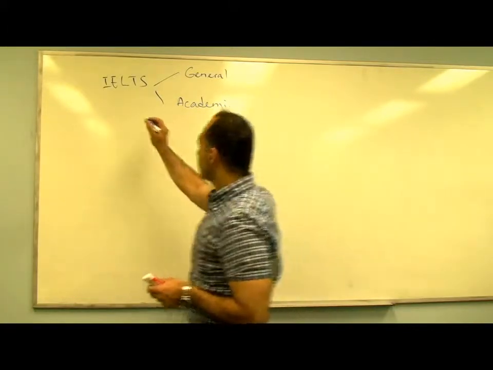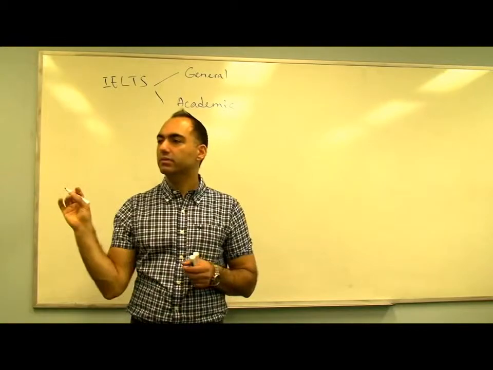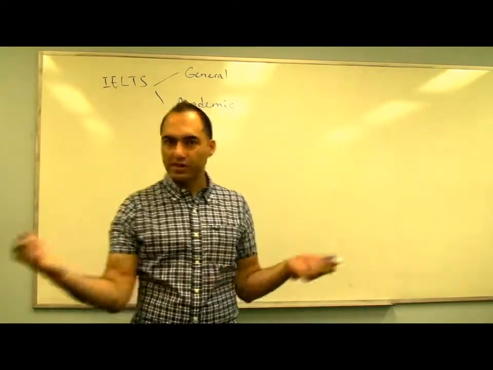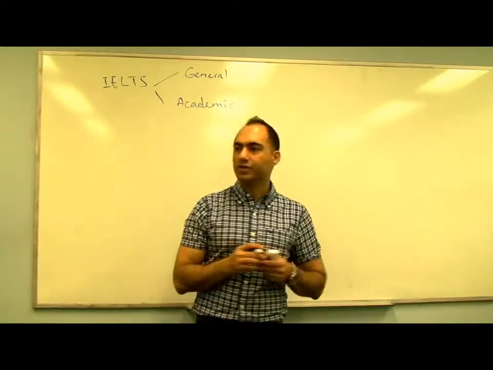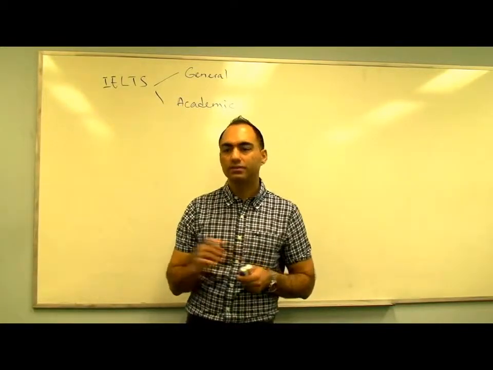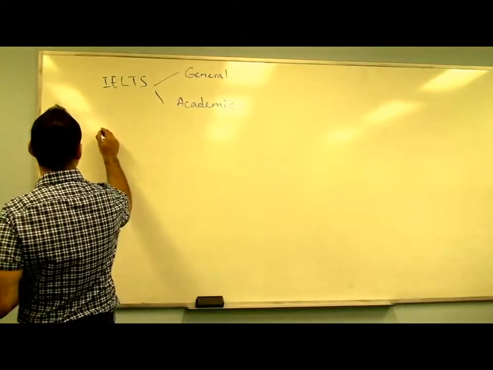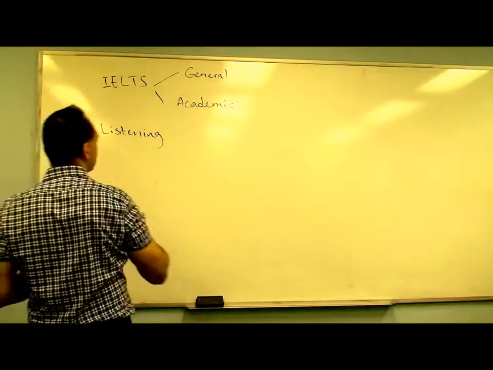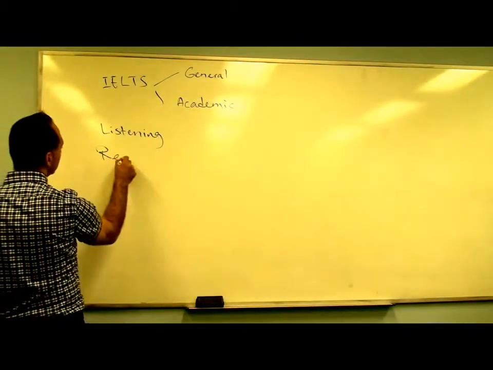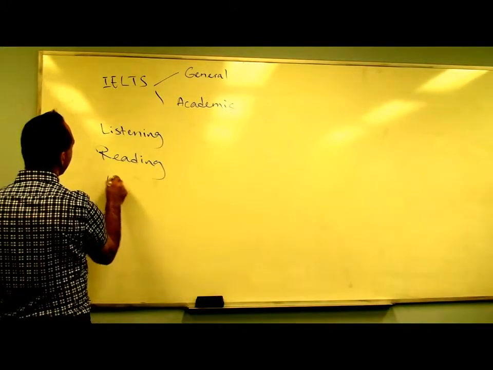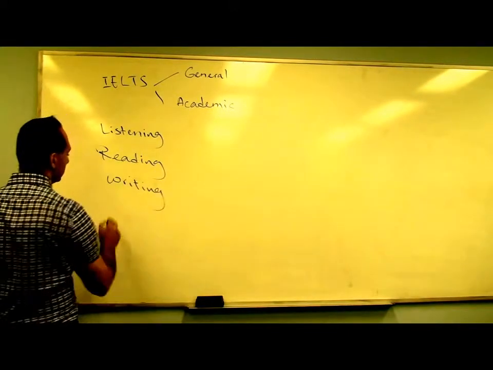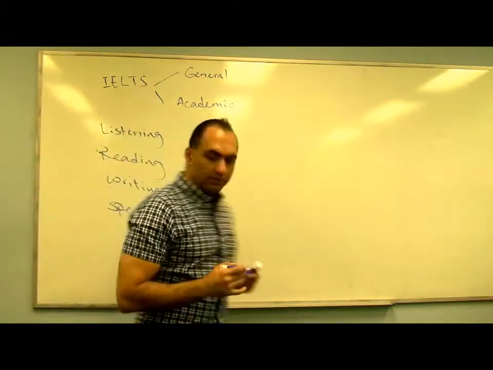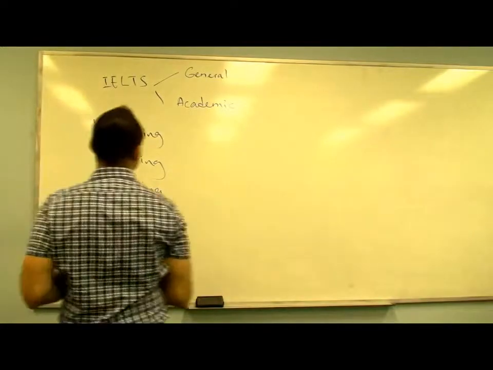I'll talk about it. IELTS as a whole has how many modules, how many sections? 4. There are the 4 skills. The test actually tests your 4 skills. What are those 4 skills? Listening. IELTS starts with listening, right? Then you move on to reading, then writing, then speaking. So basically, the 4 skills.